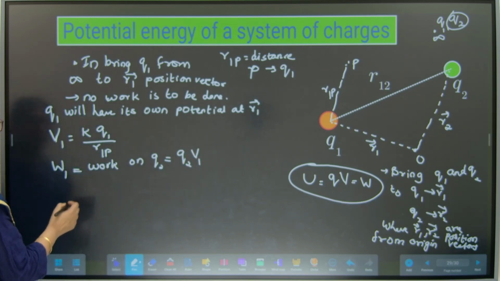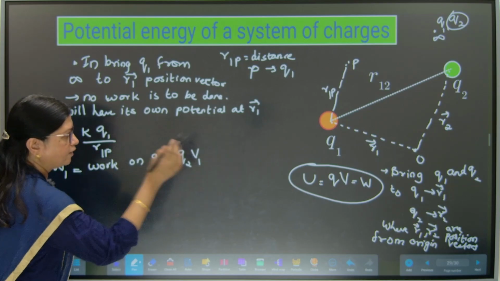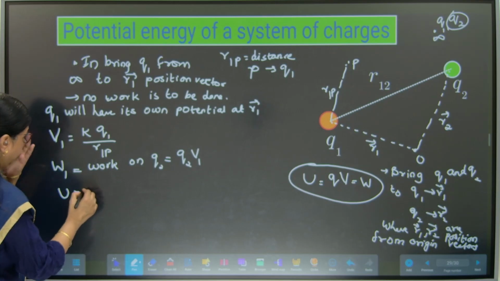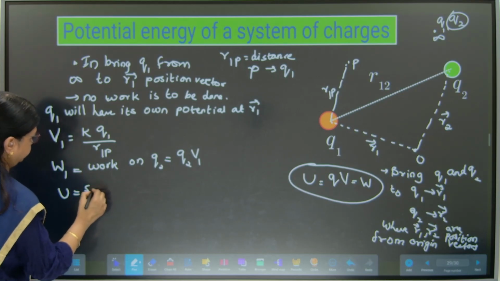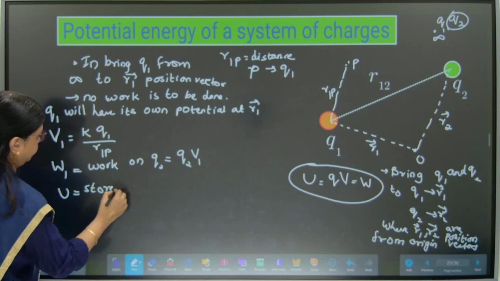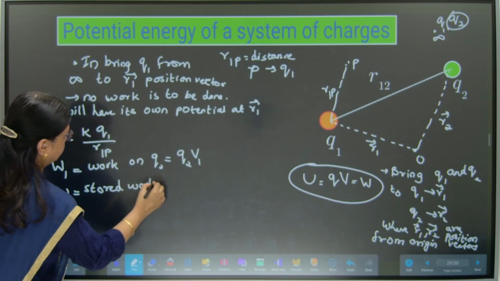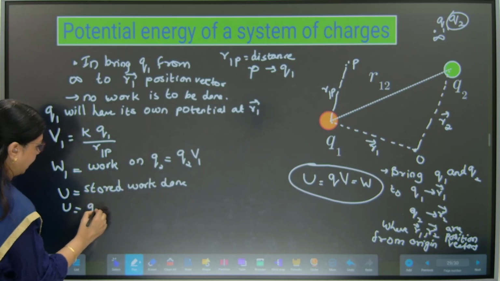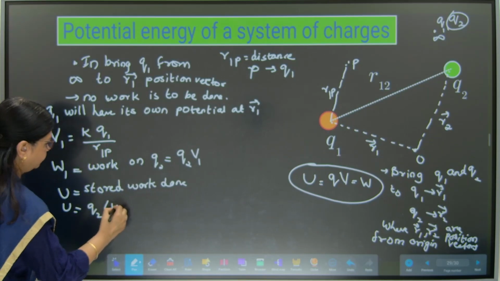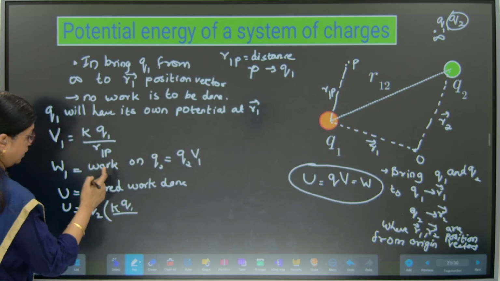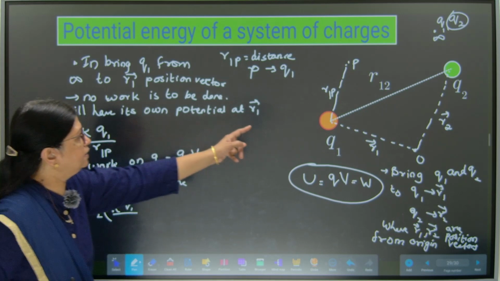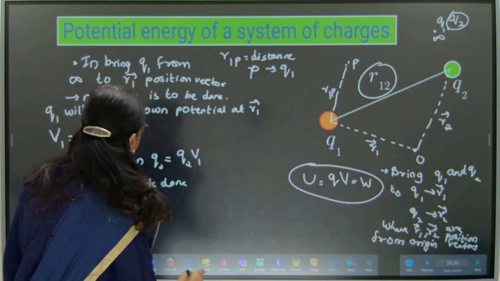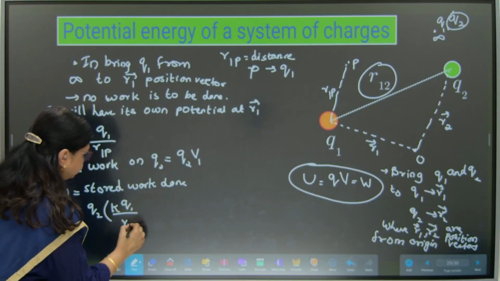So, now what should I write? This work done is stored in the form of potential energy. So, U is equal to the stored work done, which is equal to Q2 times V1. What is V1? KQ1 upon, now I cannot write R1P. I have to write the distance between Q1 and Q2. How much is it? R12. So I am writing here R12.